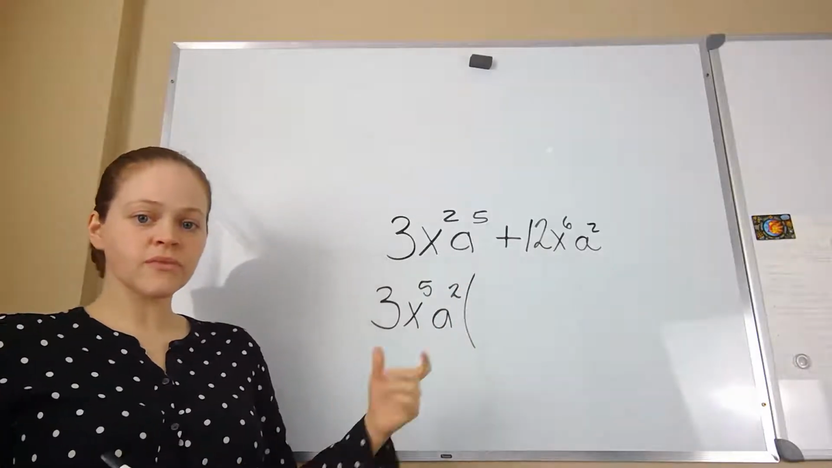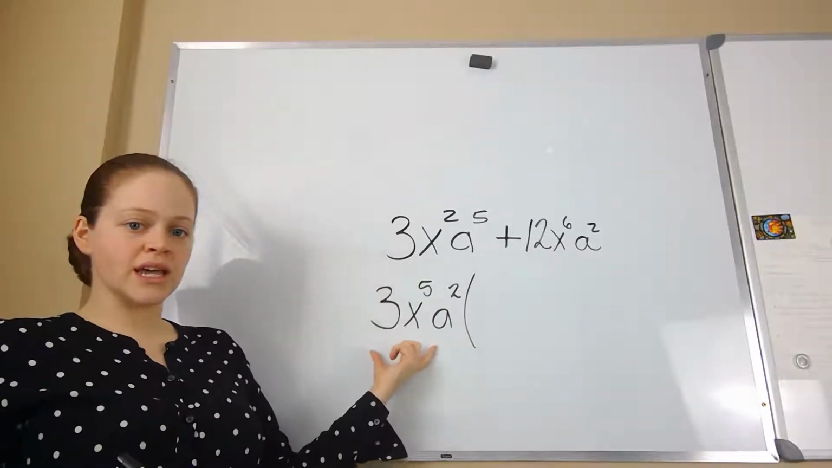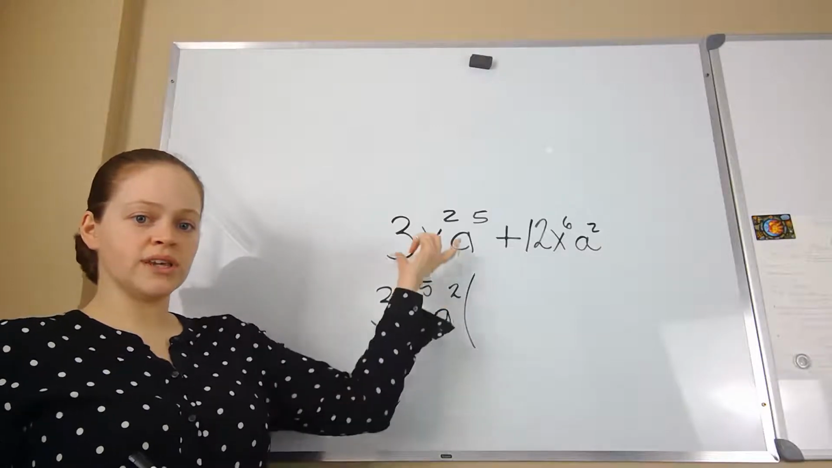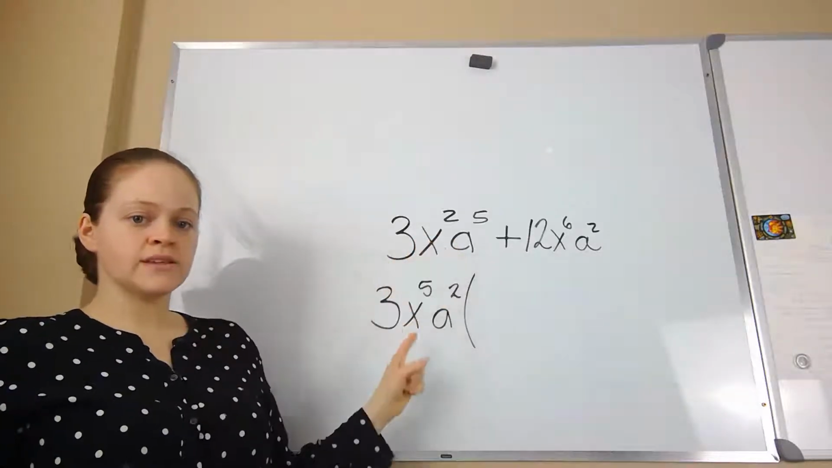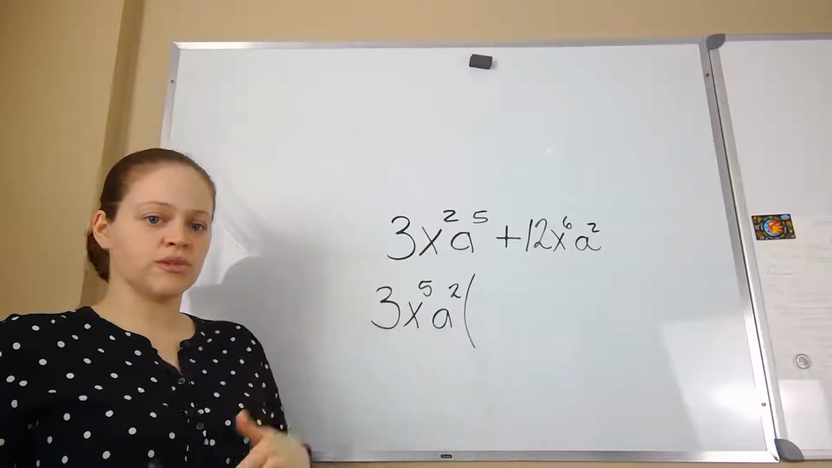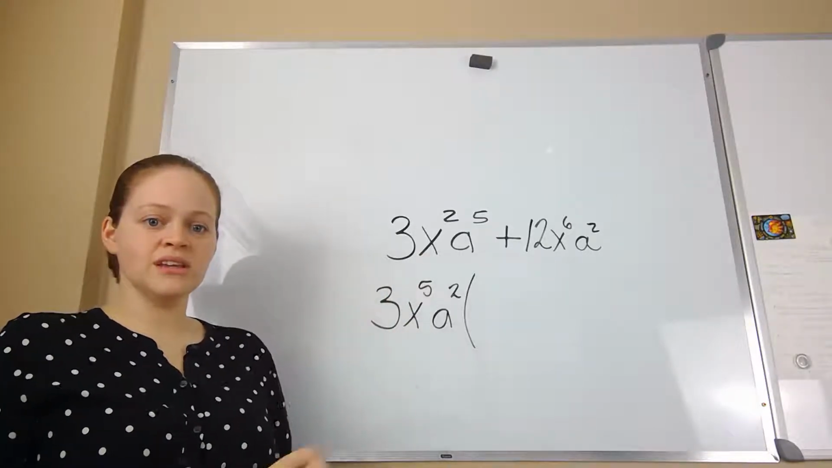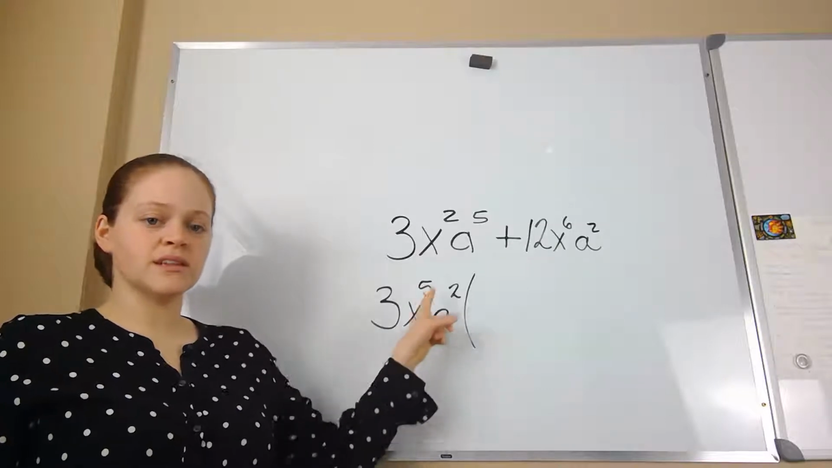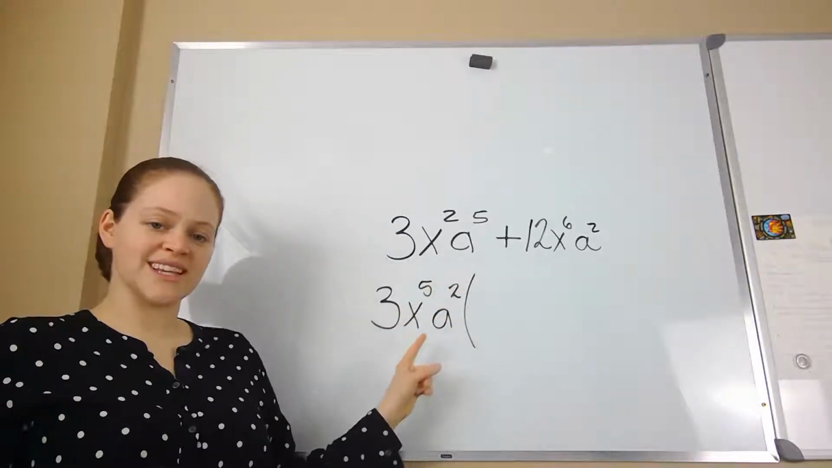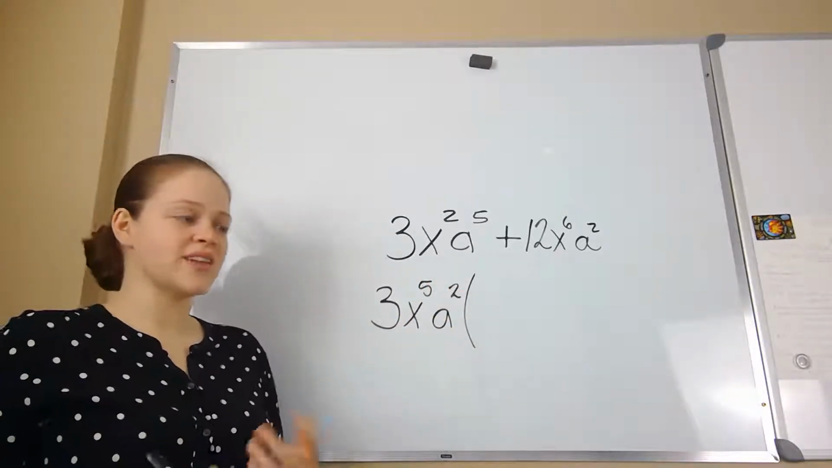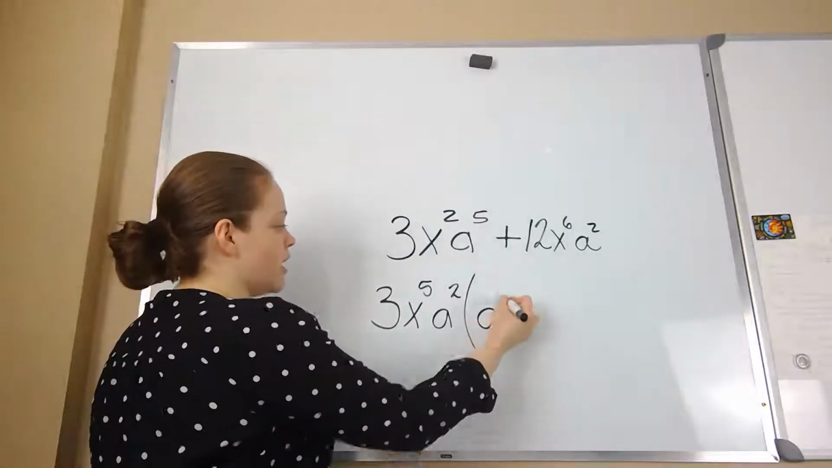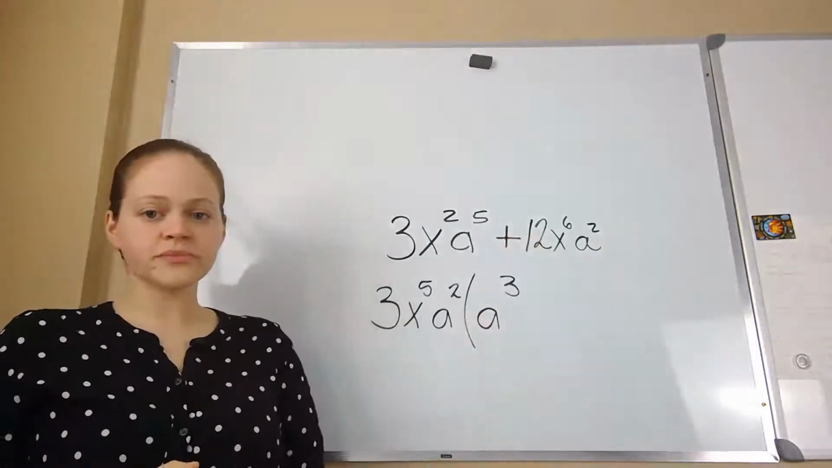Then we go, what times our GCF will give us our first term? So 3 times 1 is 3, so we don't have to do anything. X to the 5, we don't have to do anything. But we are missing a couple a's. This one has a to the 5. This one has a squared. So we just have to add 3 more a's. So we'll go a cubed.